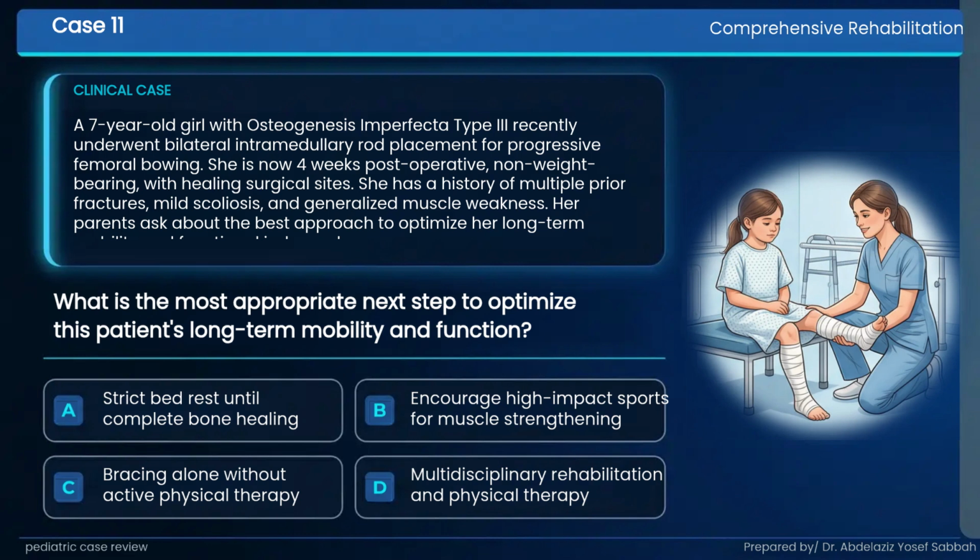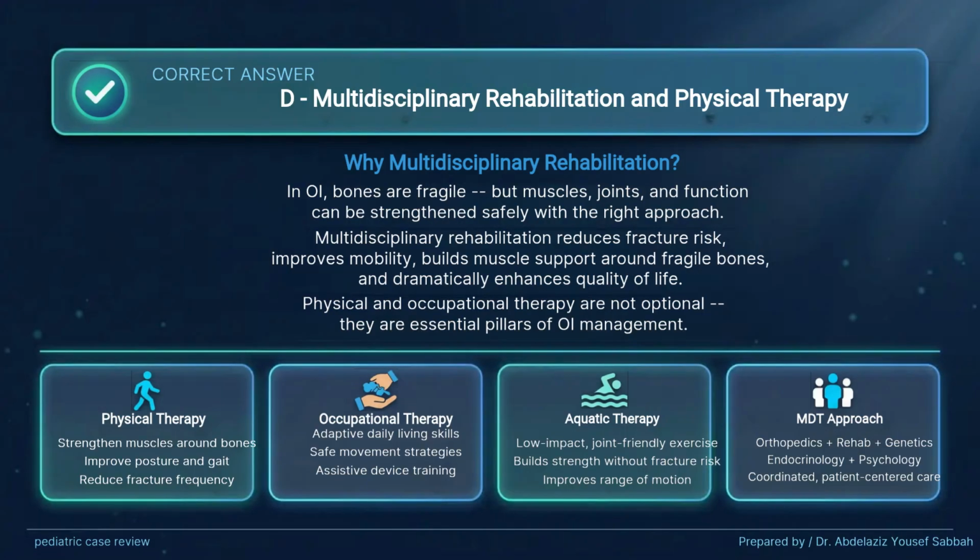Option A. Strict bed rest until complete bone healing. Option B. Encourage high-impact sports for muscle strengthening. Option C. Bracing alone without active physical therapy. Option D. Multidisciplinary rehabilitation and physical therapy. The correct answer is Option D. Multidisciplinary rehabilitation and physical therapy.